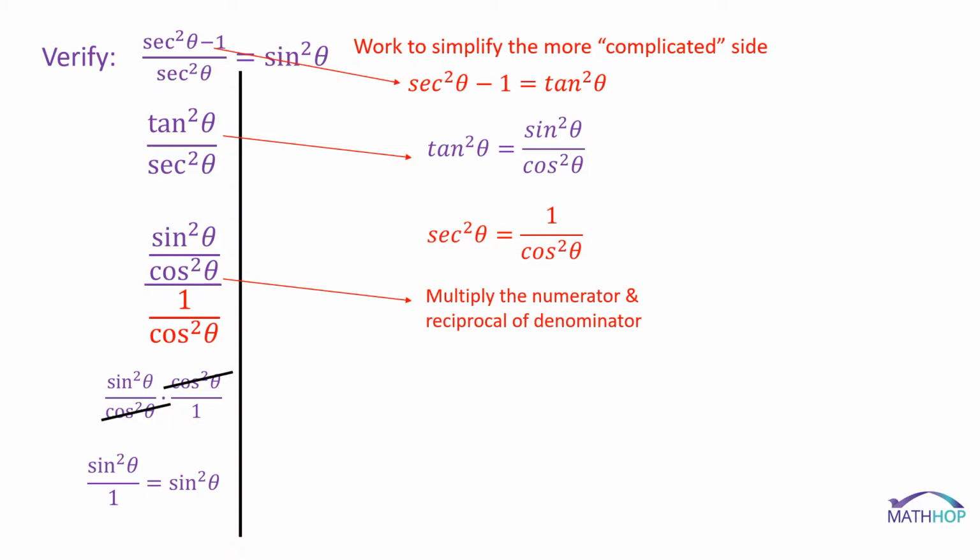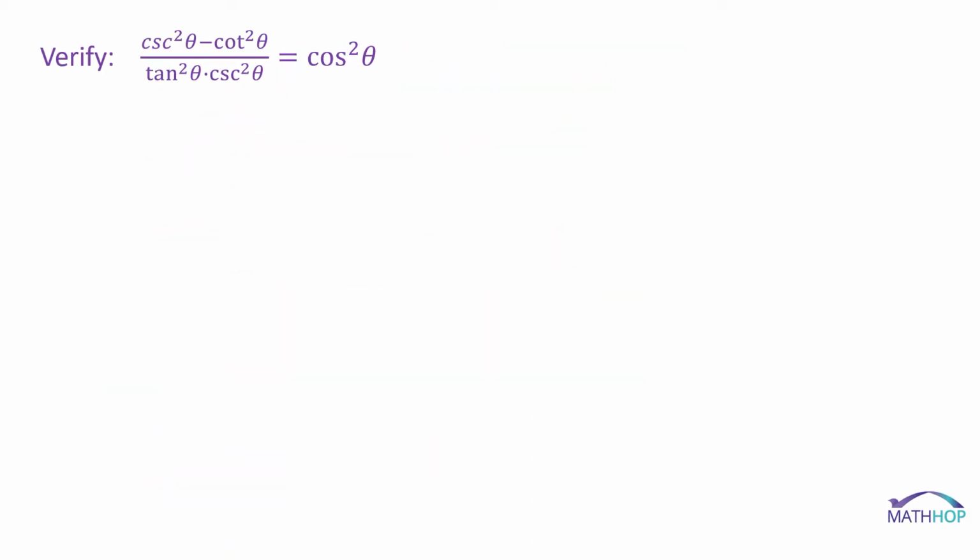What were we trying to find? We were trying to find sine squared of theta, or we were trying to create that. So sine squared of theta does in fact equal sine squared of theta, and we have verified this identity. All right, let's try another one. Here we have cosecant squared of theta minus cotangent squared of theta all over tangent squared of theta times cosecant squared of theta, and it equals simply cosine squared, we hope.